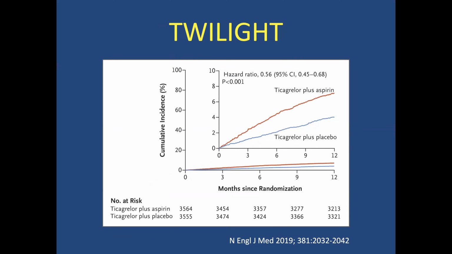So then they looked at a similar idea in the TWILIGHT study. This looked at 3 months of ticagrelor and aspirin. All patients were treated for 3 months with ticagrelor and aspirin, with no events and no bleeding in those 3 months. Then the control group was continued on aspirin and ticagrelor for a period of a year.